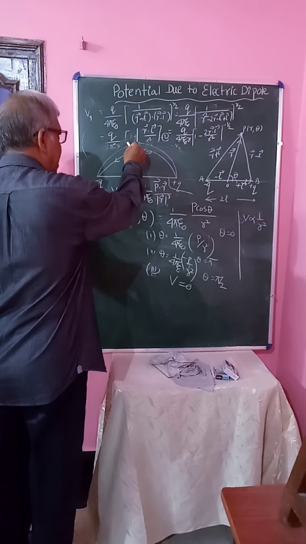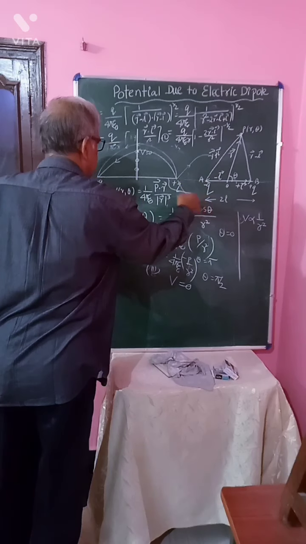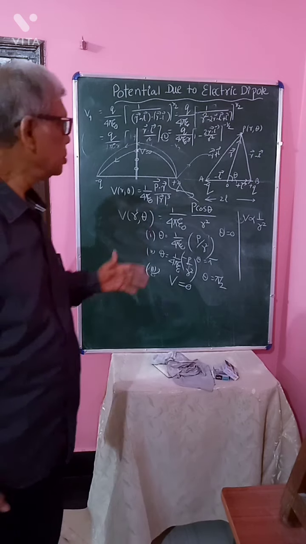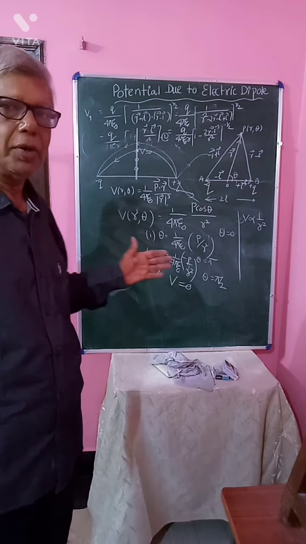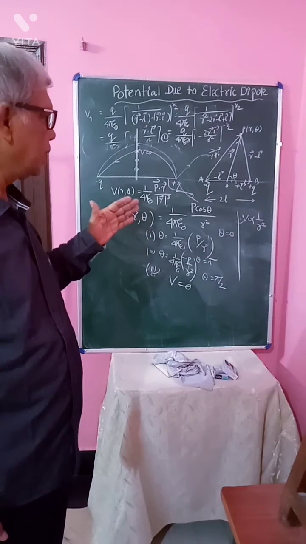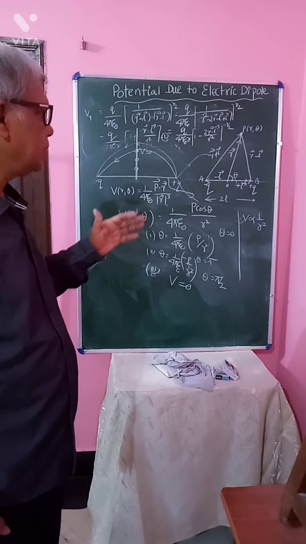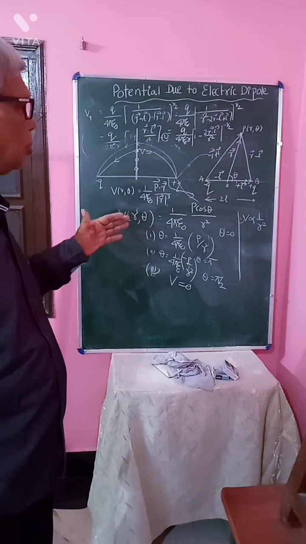Lines of force start from the positive charge and converge on the negative charge. Potential is a scalar quantity. I hope this discussion can help the students understand about the potential of a dipole at any point in general in polar coordinates.